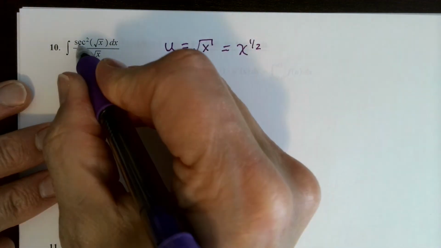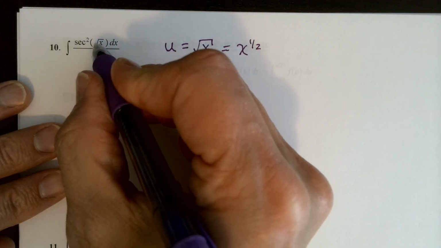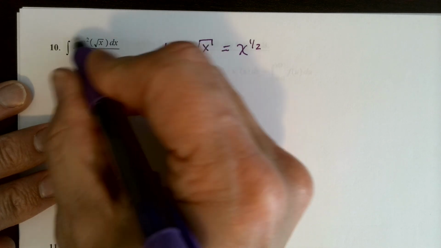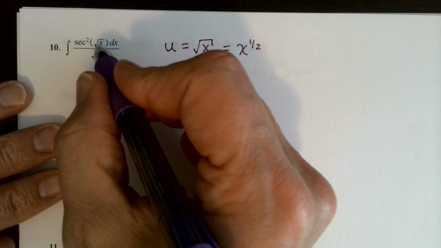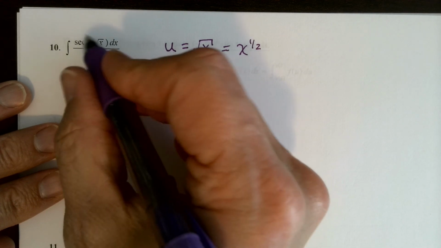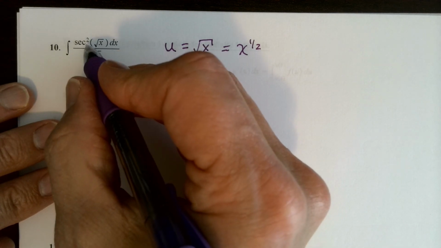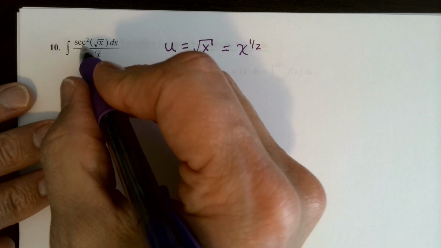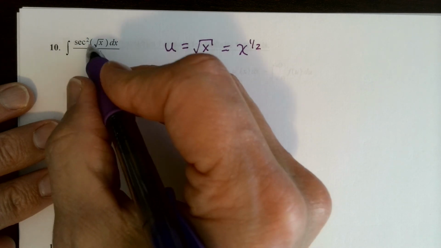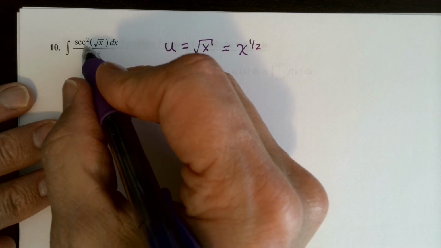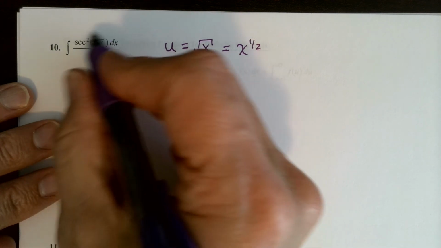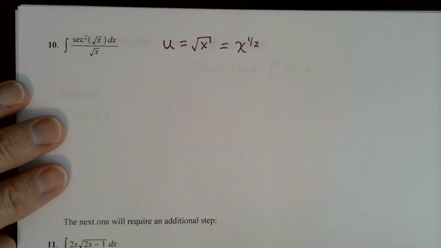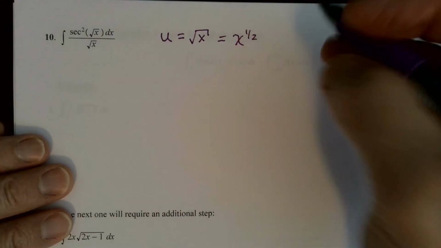Now some of you might say, well, secant of square root of x is inside the squaring function, so let's let u be secant of square root of x. We did something similar to that in the last video. But the problem is, you try and find the derivative of that inner function. The derivative of secant u is secant u times tangent u, and I don't have any extra secant u's or tangent u's floating around, so that's not going to get me anywhere.